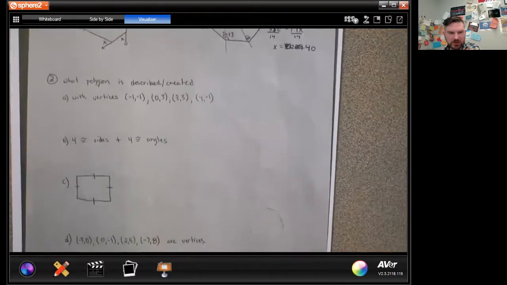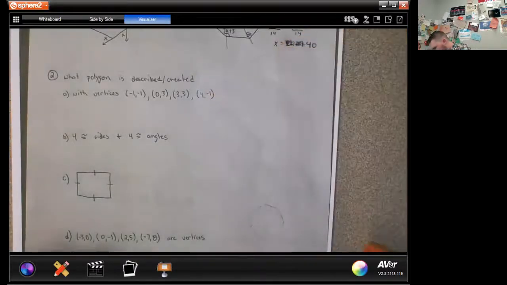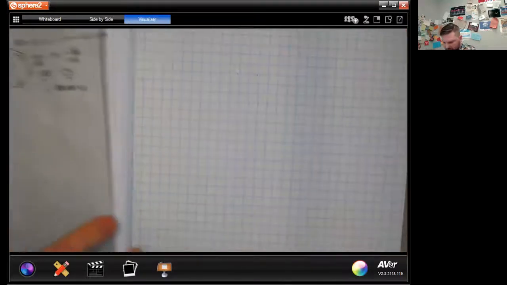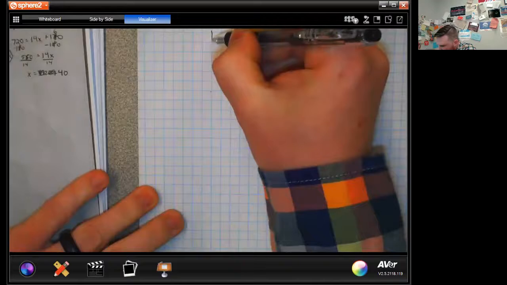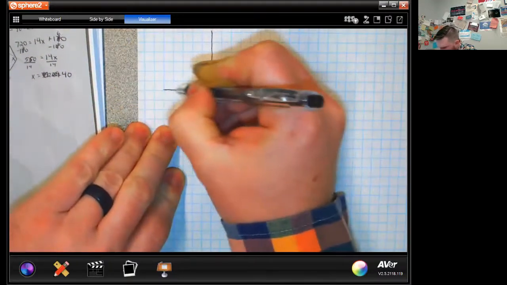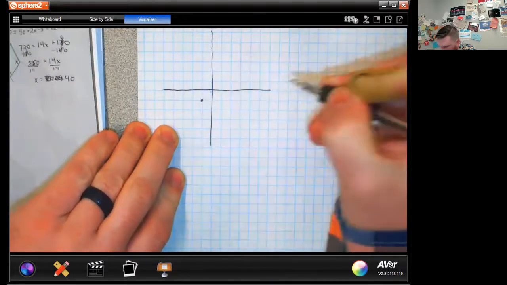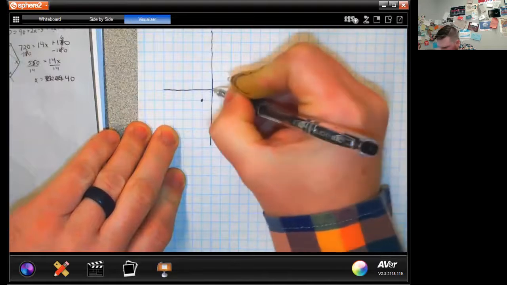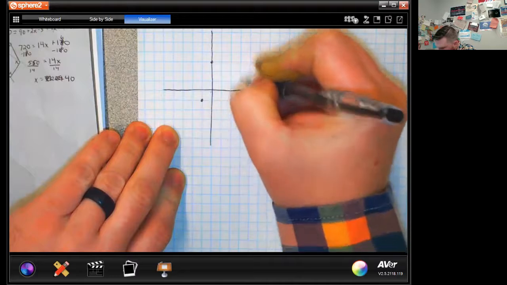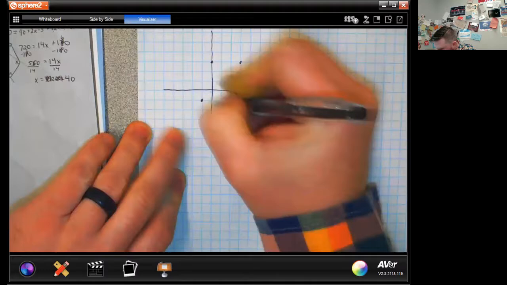What polygon is described or created? Okay, so we've got some vertices here. Let me grab some graph paper and I'll graph this out. So there's our graph. We have a point at -1, -1. We have a point at 0, 3. We have a point at 3, 3, and a point at 4, -1.